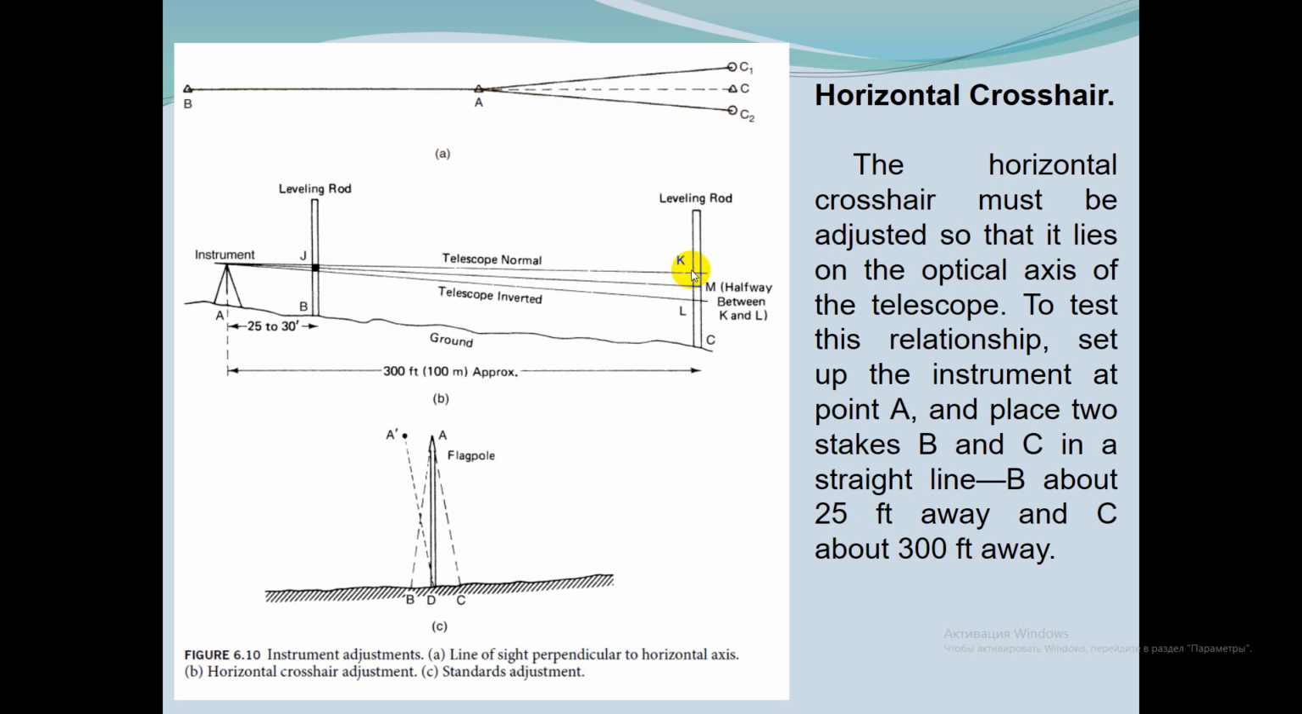To adjust the crosshair reticle up or down, first loosen and then tighten the appropriate opposing capstan screw until the crosshair lines up with the average of the two readings, M.